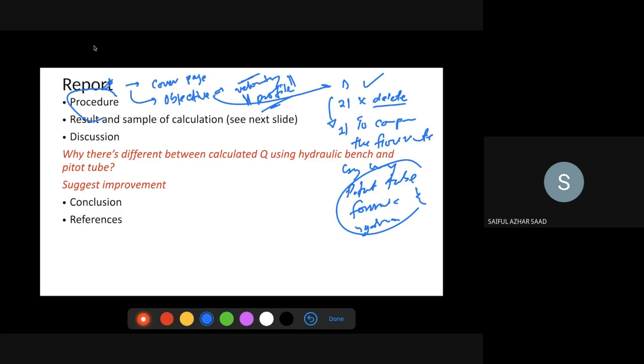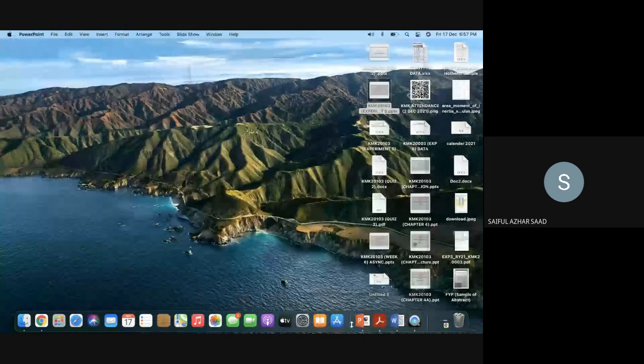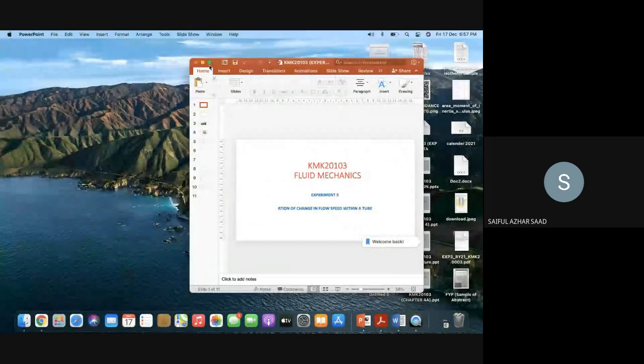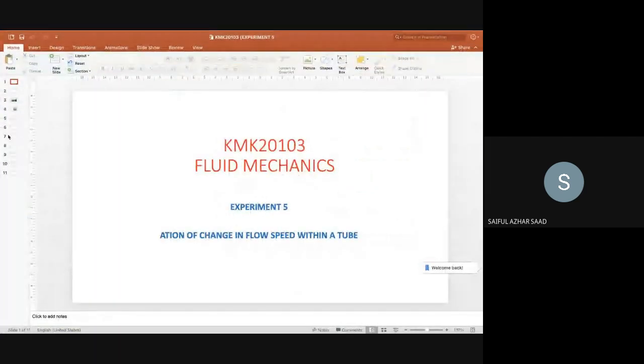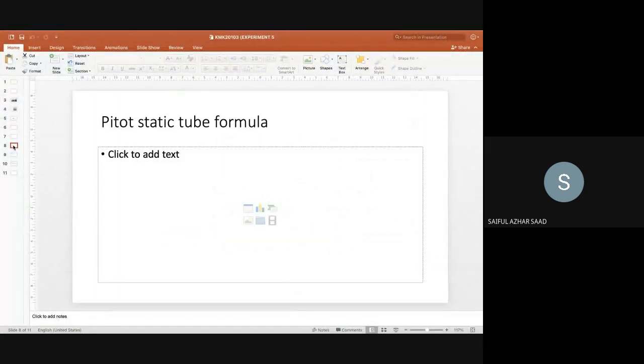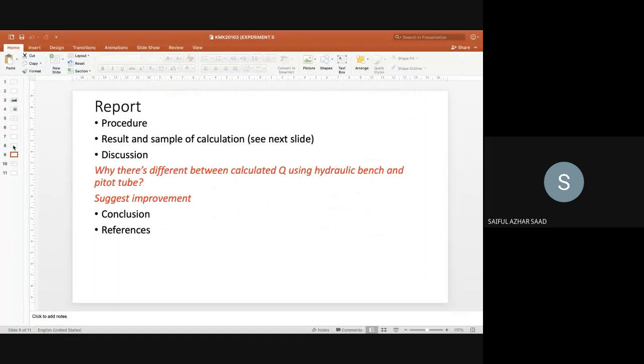And then results and sample calculation. Oh, okay, sorry, before that, introduction. So for the introduction part, usually I will discuss, let me go back to here. So, okay, I deleted. Okay, Command Z.